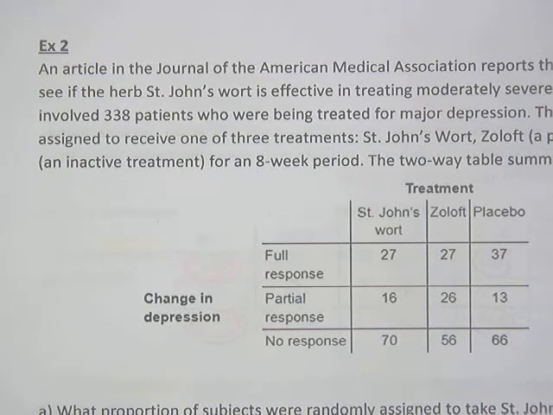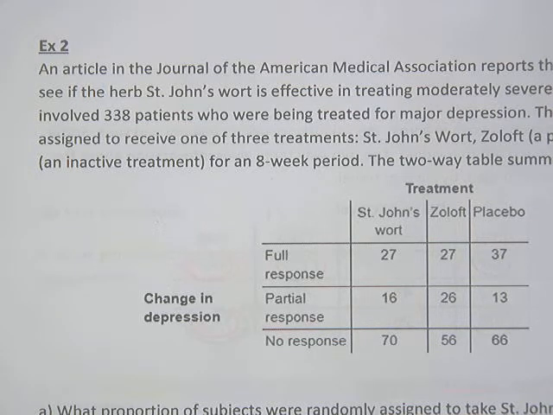And here's a really good example of how statistics is used in real life. An article in the Journal of the American Medical Association reports the results of a study designed to see if the herb St. John's wort is effective in treating moderately severe cases of depression. The study involved 338 patients who were being treated for major depression. The subjects were randomly assigned to receive one of 3 treatments.